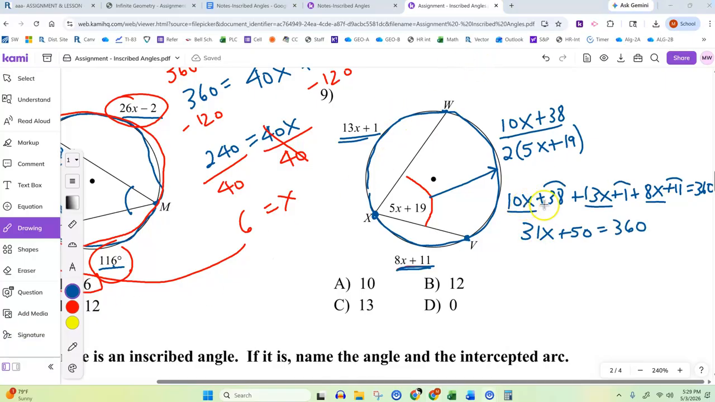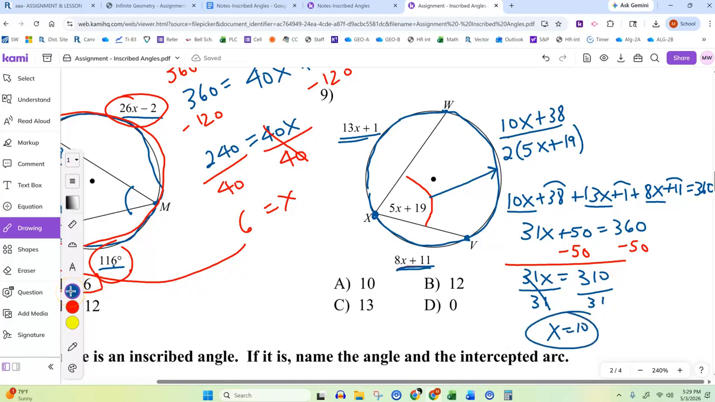Okay, so I combined all the x's here, and I got 21x. I combined the constants, and I got 50, and so this is what I've got. So we're going to subtract 50 from both sides. Get 31x equals 310, divided by 31. You can tell that's going to be 10. Okay, so there you go.